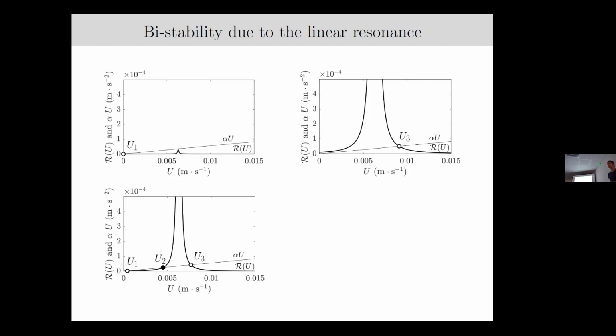So the bifurcation we saw is between these two states that can eventually be bistable in some region of parameter space, where you have three possible intersections between the Reynolds stresses, which can be resonant with the mean flow itself, and the damping mechanism, which is here linear drag.